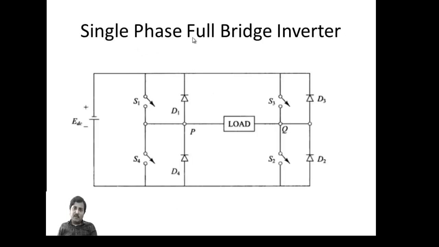Now we will go for the single phase full bridge inverter. The full bridge inverter consists of 4 controlled switches and 4 diodes, and the load is connected between P and Q, and one source is connected to that path.